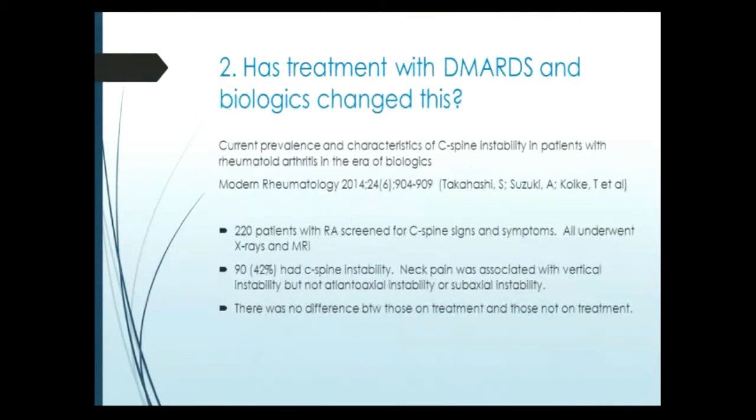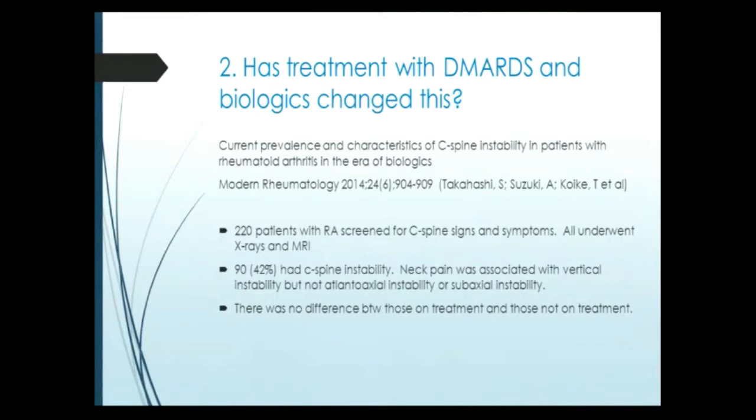Okay, so it's common. Question 2, has the treatment of rheumatoid changed the severity? So this is an interesting article in Modern Rheumatology, 2014, and what they did was they screened 220 patients with documented rheumatoid arthritis. They looked at whether they had symptoms, what their symptoms were, and then they all had a full panel of the correct x-rays and an MRI.